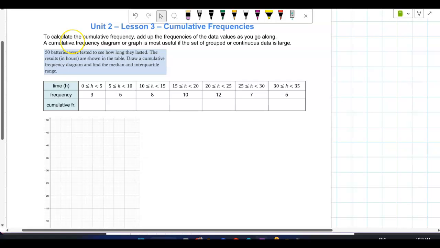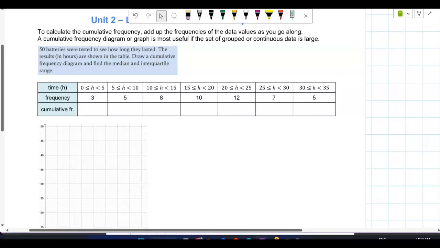Yeah, so let me read. To calculate the cumulative frequency, add up the frequencies of the data values as you go along. A cumulative frequency diagram or graph is most useful if a set of data or grouped data is large. Okay, so they've given you the example.